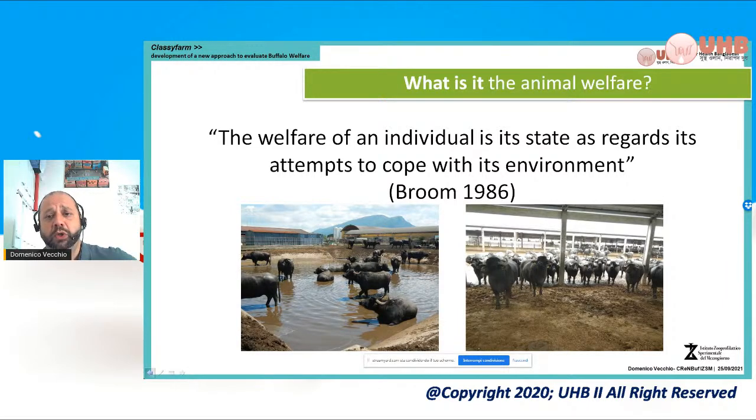So if we want to evaluate welfare, we must consider these concepts: animal, environment, and the interaction, positive or negative, between them. Not all animals are adapted for all environments, and not all environments are adapted for all animals.